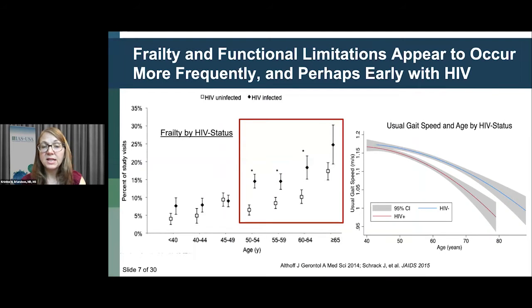So these concepts of frailty and physical function performance appear to occur both more frequently and probably earlier in individuals with HIV. This figure on the left shows data from the Multicenter AIDS Cohort Study. You can see age along the bottom and the percent of study visits when an individual was diagnosed as frail. Those with HIV are shown in the black diamonds and the HIV-unaffected controls in the empty squares. And you can see that the prevalence of frailty is pretty similar for age less than 40 up to about age 50. And then there's a steady and more rapid increase in the prevalence of frailty in those with HIV compared to those without HIV, really starting to accelerate at about age 50. We see similar findings with usual gait speed shown in the figure on the right, where the men with HIV in the red line have a more rapid decline in their gait speed over time, again starting to accelerate at about age 50.